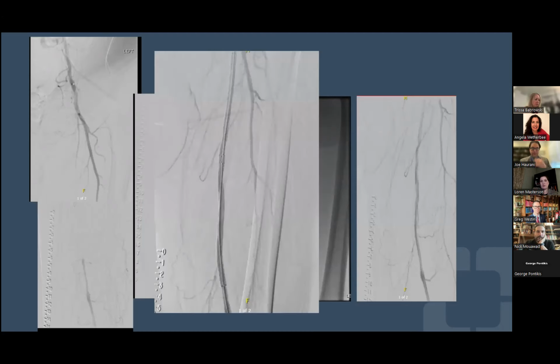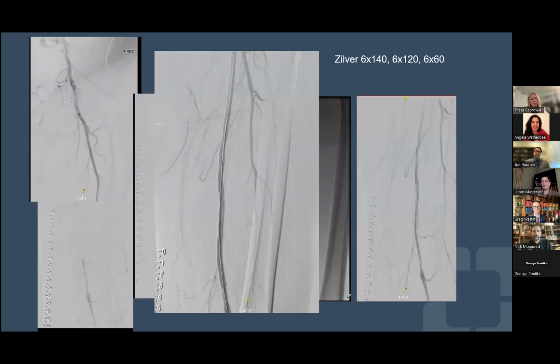So then this is his post picture. I ended up using 3 stents. I ended up stenting all the way up to the origin of his SFA, though you can't see it on that picture. I thought I had the sizes in here, but I do. So I ended up treating a total of about 25 centimeters today with the stents.